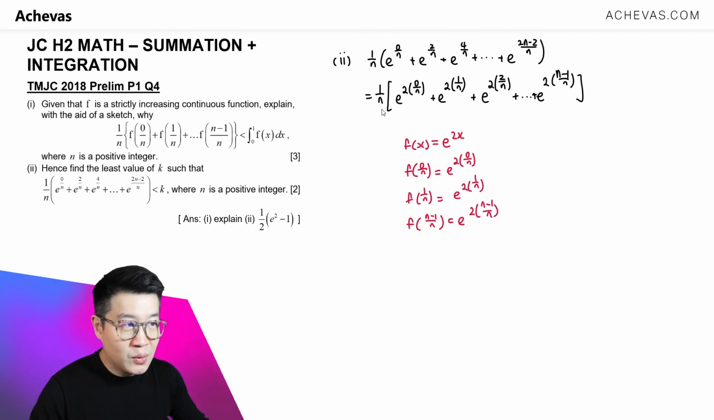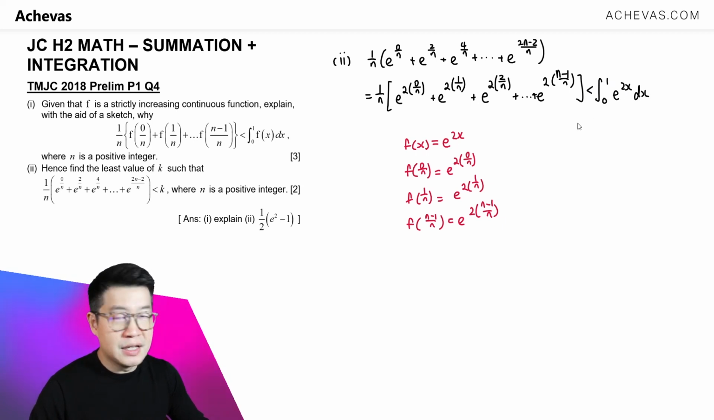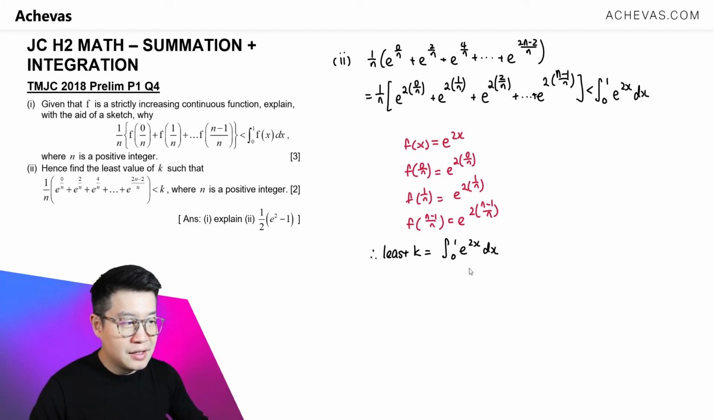So what we have seen now is this, where f(x) is replaced by what we are seeing here, which means that this is going to be less than the integral from 0 to 1, and we have found f(x), which is e to the power of 2x dx. So this expression here, according to the question, will always be less than k, which means that the minimum k can go has to be defined by this definite integral. So this is how we quote the least value for k, and that will be the integral from 0 to 1 of e to the power of 2x dx.